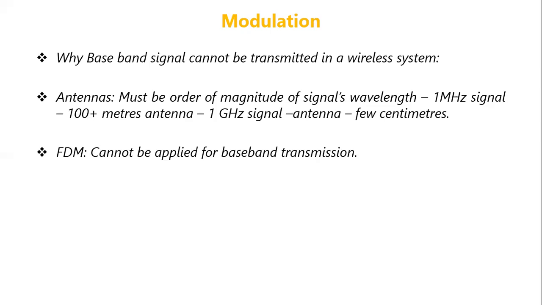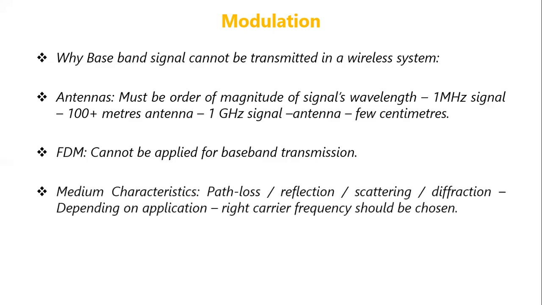The second reason is that frequency division multiplexing cannot be applied directly to a baseband signal. When you convert a digital signal to an analog signal using ASK, FSK, or PSK, that signal is called a baseband signal, and you cannot directly apply frequency division multiplexing to it. At many places we may want to apply frequency division multiplexing, and for that we again need a signal of high frequency.